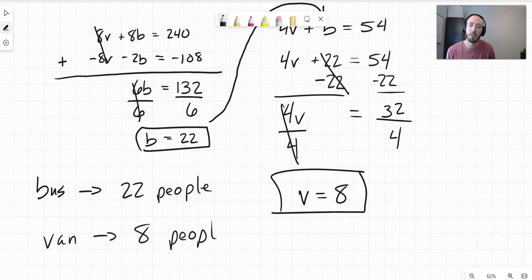And that's how we use the elimination method to solve systems of linear equations.